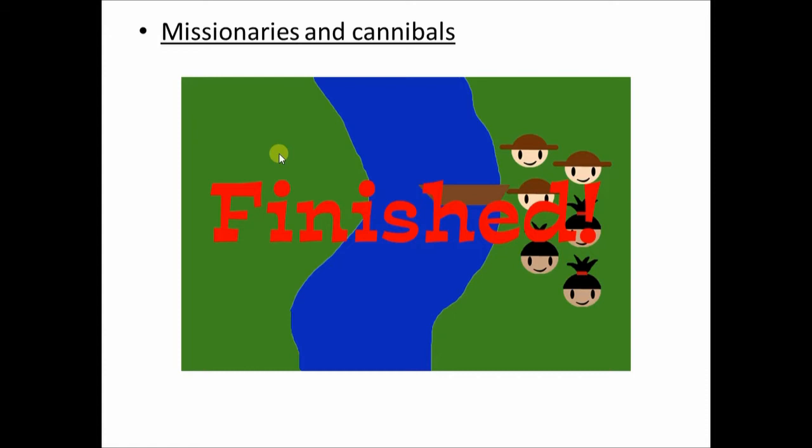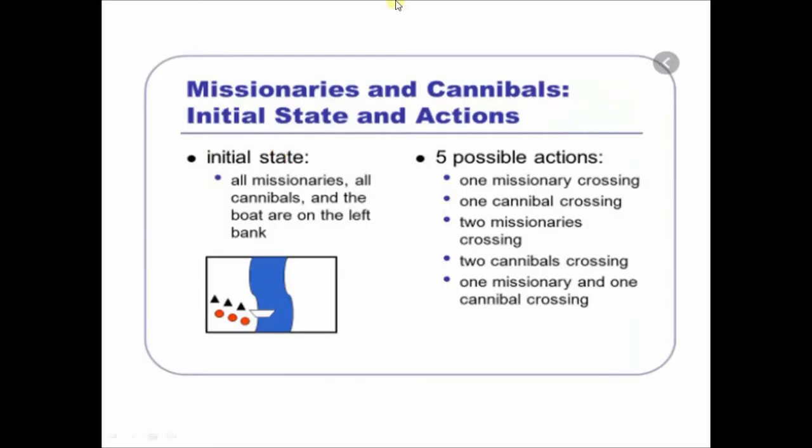So again, for this kind of problem, missionaries and cannibals, the problem formulation has to be done. Now what is the initial state here? All the missionaries, all the cannibals and the boat are on the left side of the bank. You can see this dot means missionaries, these black triangles are cannibals, and this is the boat. All of them are initially present on bank A, the first bank of the river. This is the initial state.